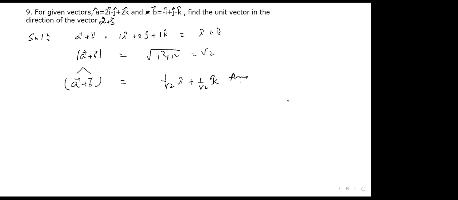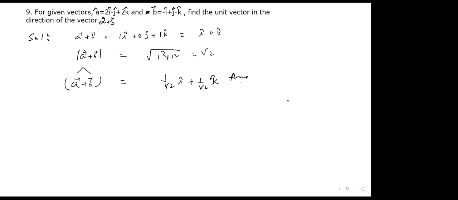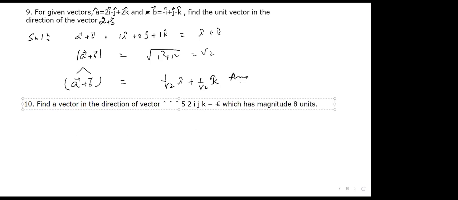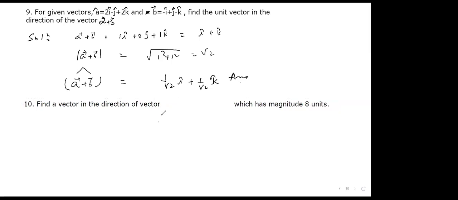Question number 10. Find the vector in the direction of the vector 5I minus J plus 2K.